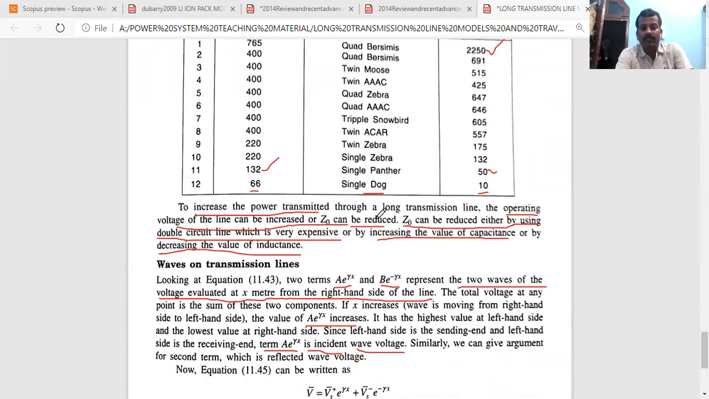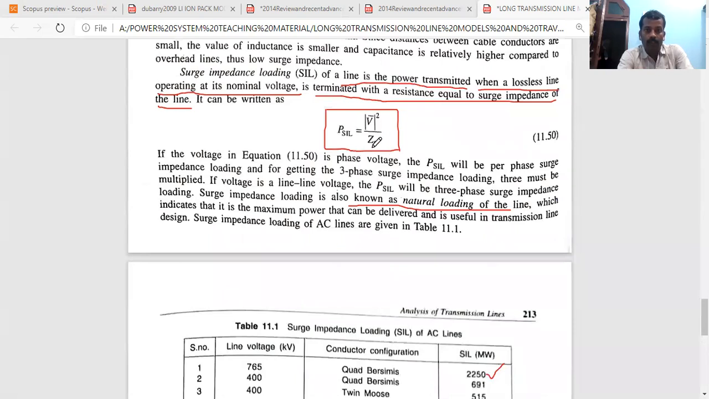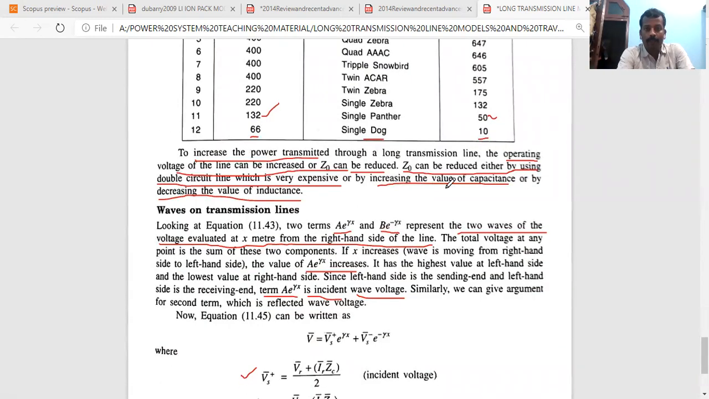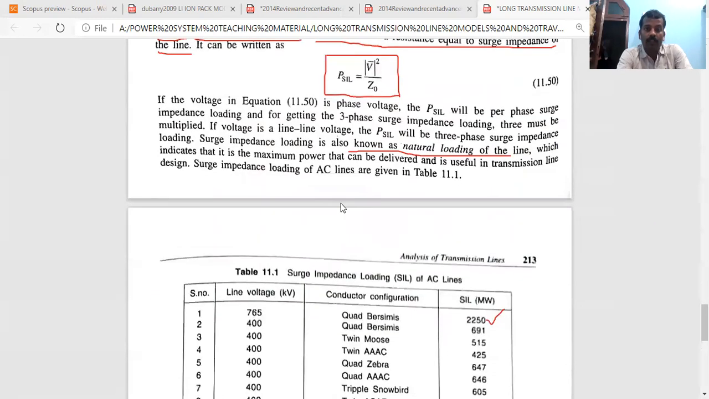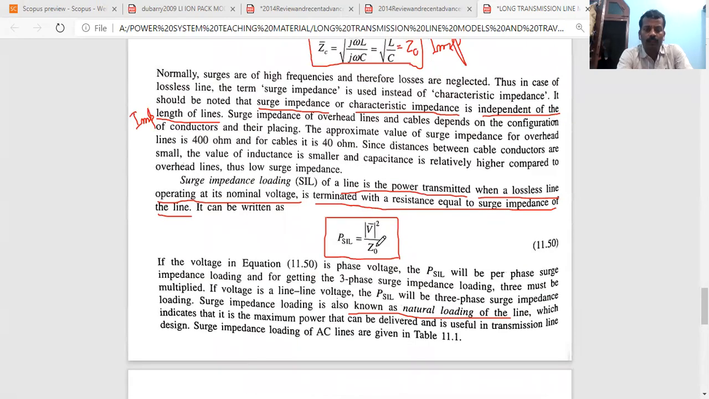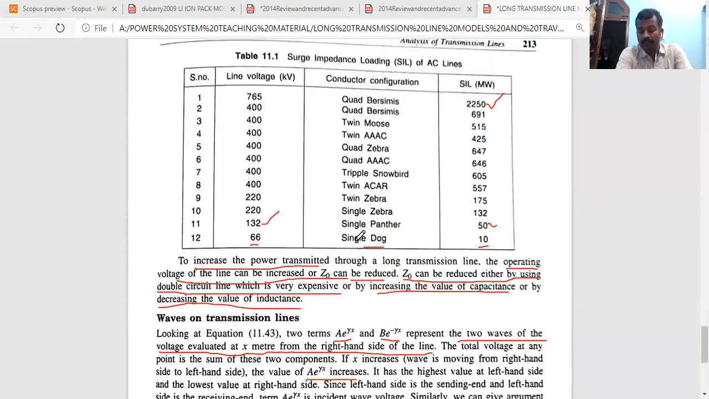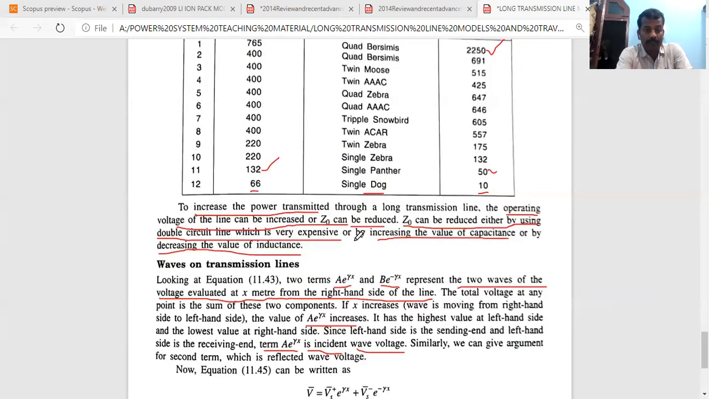To increase the power transmitted through the long transmission line, the operating voltage of the line can be increased. Either the operating voltage will be increased or Z0 will be decreased to increase the power transmission. Z0 can be reduced by using a double circuit. Double circuit means there will be two transmission lines. You know that when two resistors are connected in parallel, the equivalent resistance of that circuit will get decreased.